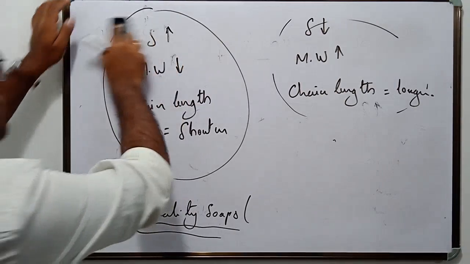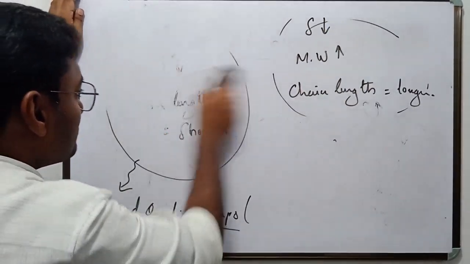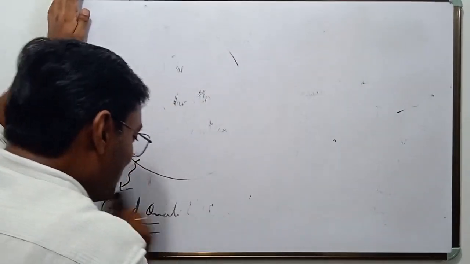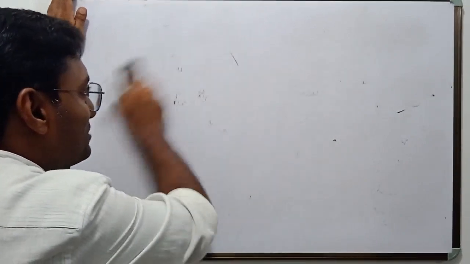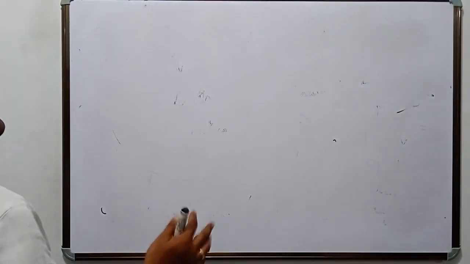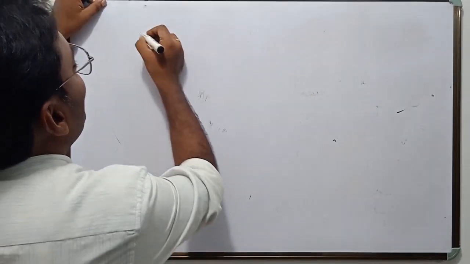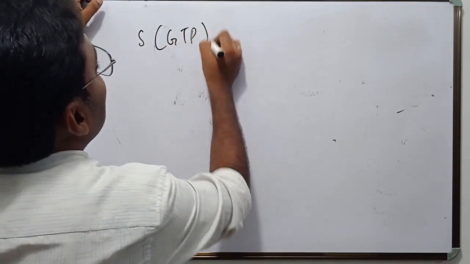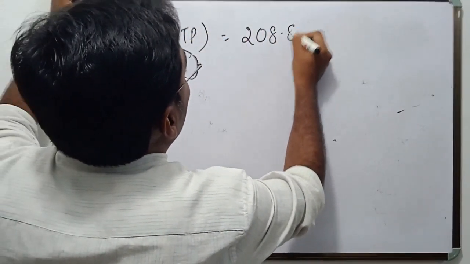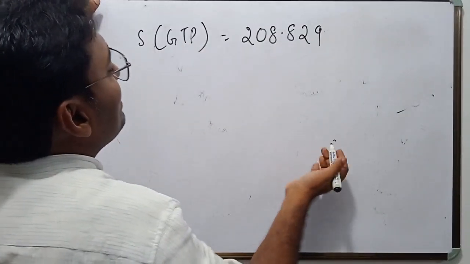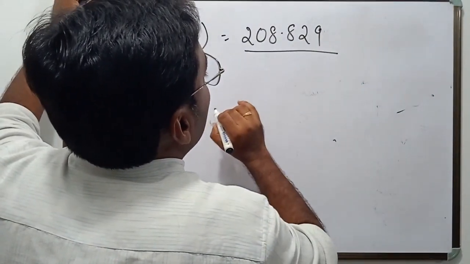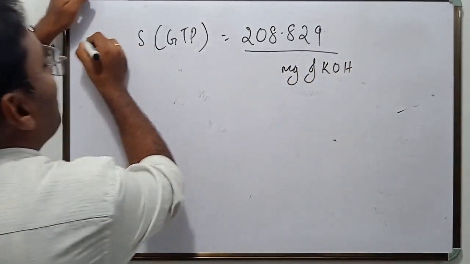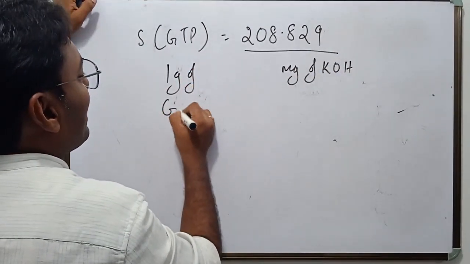The second significance of knowing the saponification number is very direct, and there is no need of applying so much brain into it. You can directly know the milligram of KOH that is required. Correct? Now for the saponification number of glyceryl tripalmitate, what was it? 208.829. What does it mean? It means that you require 208.829 milligram of KOH to saponify 1 gram of GTP, glyceryl tripalmitate.